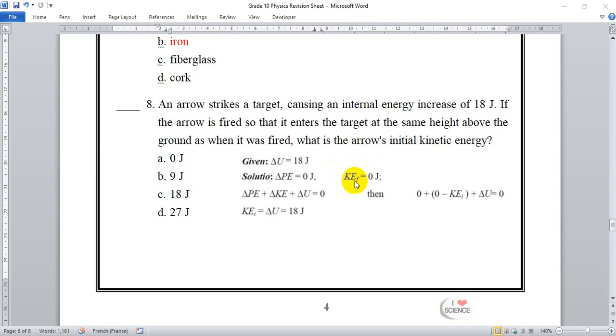The final kinetic energy is when the arrow stops, so its final kinetic energy equals 0. So delta PE plus delta KE plus delta U equals 0. Delta PE equals 0. Delta KE equals KE final minus KE initial, and KE final equals 0, so 0 minus KE initial plus delta U equals 0. Delta U here is 18. So the initial kinetic energy equals delta U, which is 18 joules. So the choice is C.